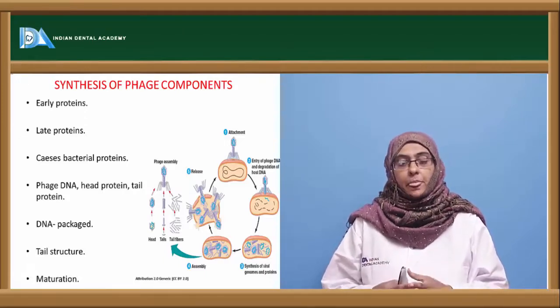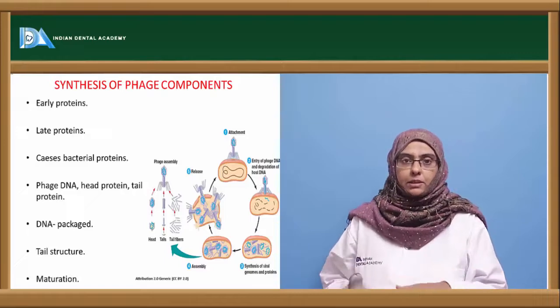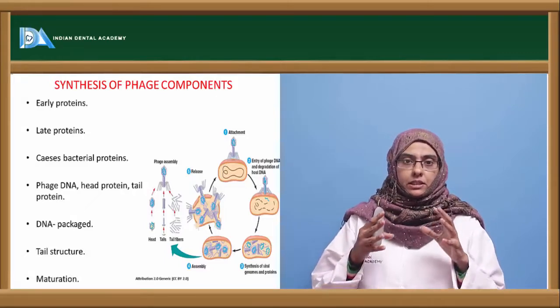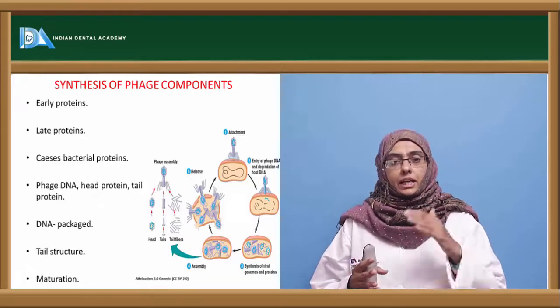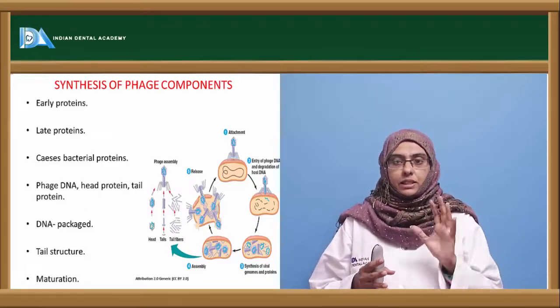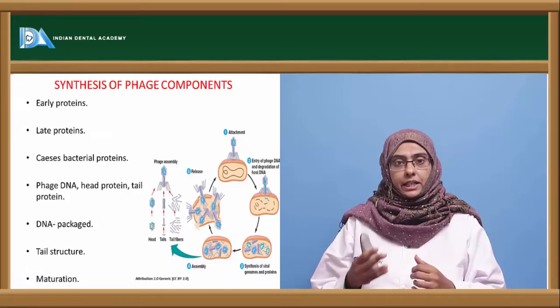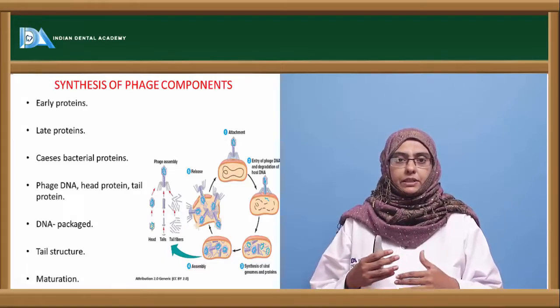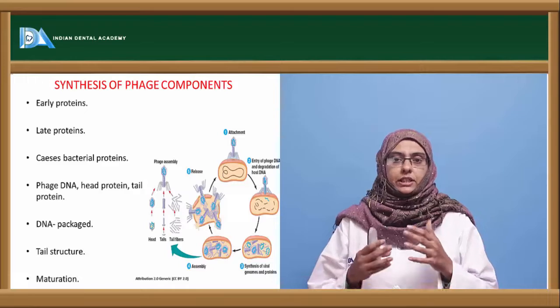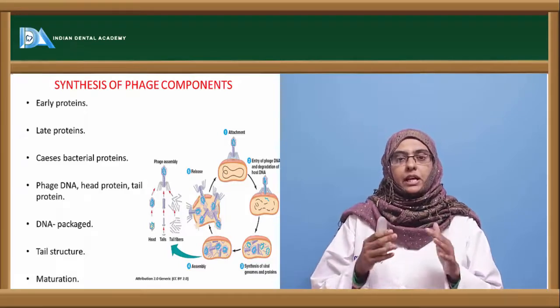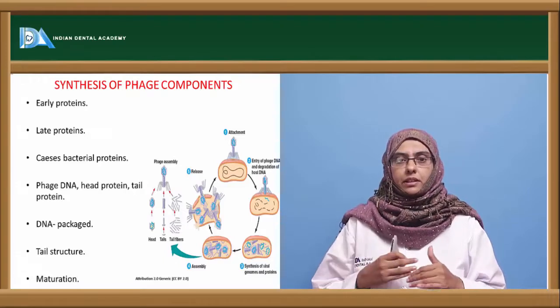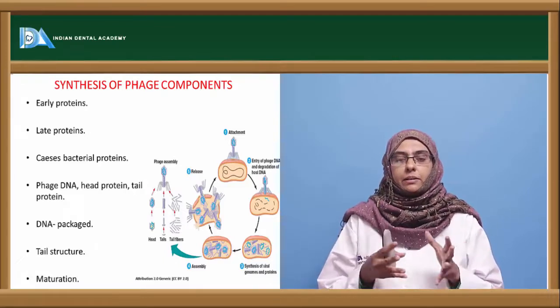Once all these are synthesized separately, it is the head into which the DNA is first packed, till the head completely fills with the DNA. Next, the assembly takes place with the help of the tail structures. That is, the tail contractile sheath or the hollow fiber attaches to the head, then the base plate and the tail fiber. So this is how the assembly completely takes place.